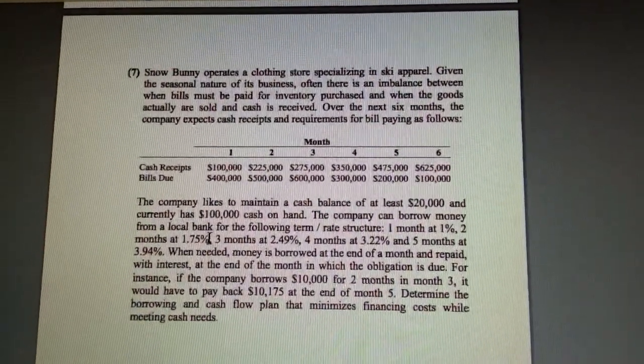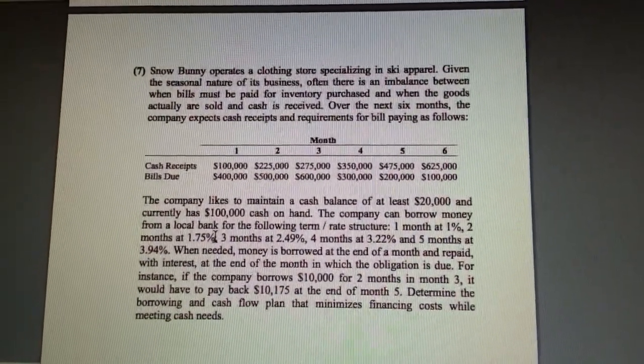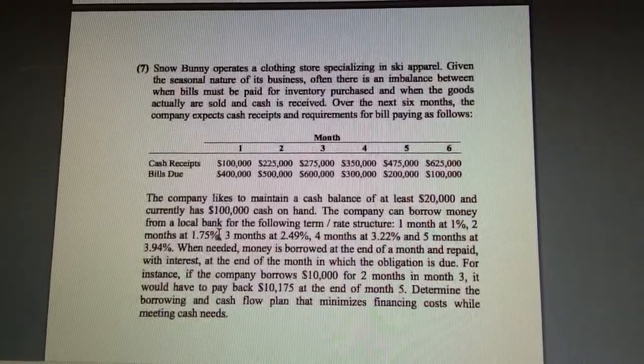All right, here we go. Linear program example number 7. So here it is where we have Snow Bunny operates a clothing store.